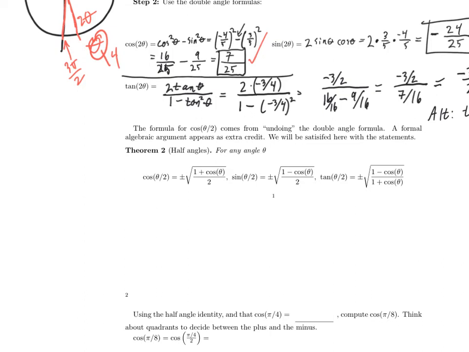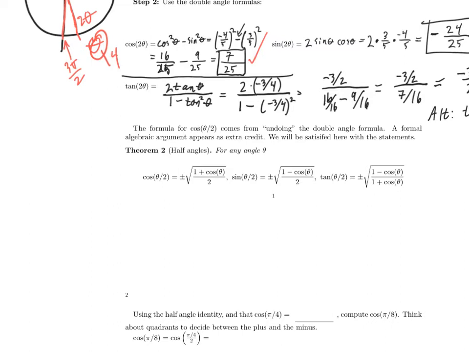So now we will move on to the so-called half-angle identities, and I've just written them here already for convenience. The half-angle identities say that if you have any angle theta, you can compute the cosine of half of that angle, the cosine of theta over 2, as plus or minus the square root of (1 plus the cosine of theta) over 2. The sine of theta over 2 is plus or minus the square root of (1 minus cosine theta) over 2, and tangent is sine over cosine.